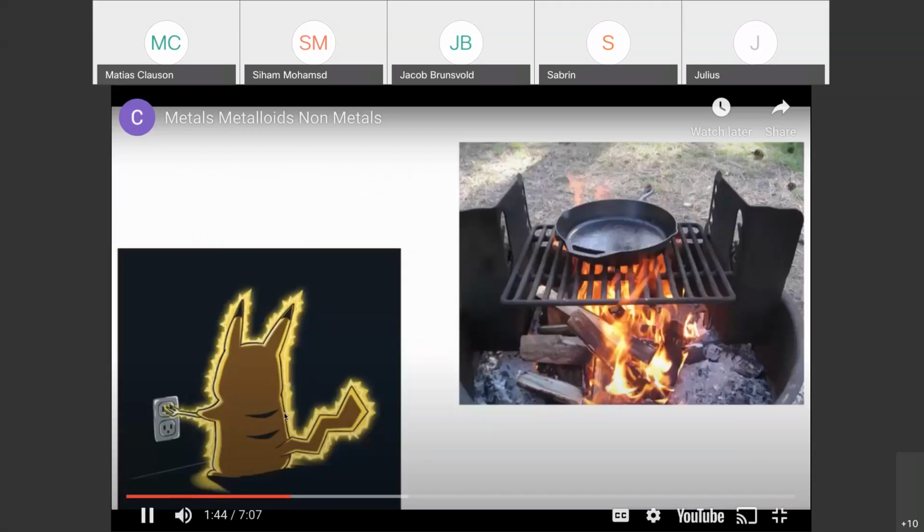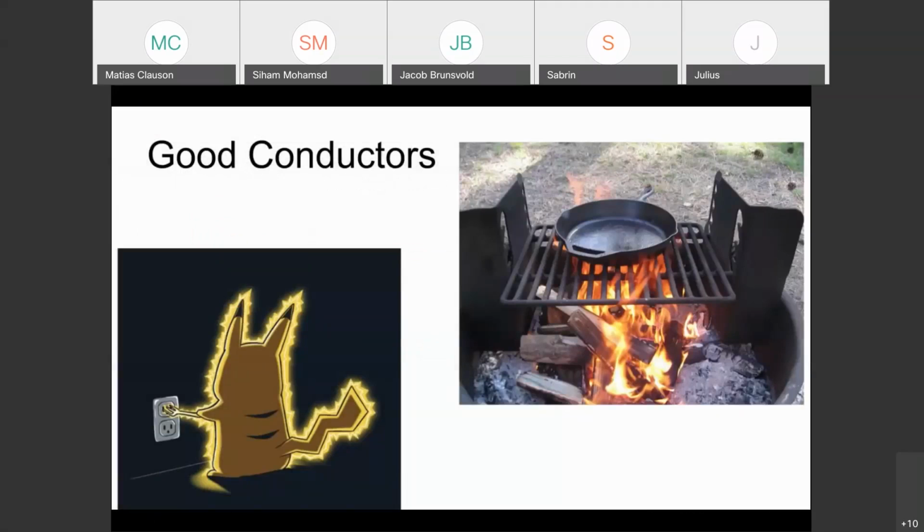Metals are also good conductors. And we can discuss how they're a good conductor in 2 different ways. They could be a good conductor of heat, like this frying pan here. The reason we use a frying pan is because we can heat it up with this fire and it transfers that heat very well to whatever we might be cooking. Or they could be a good conductor of electricity, right? And so we can see here that Pikachu is sticking a metal fork into an outlet, and he's going to get a good shock, even though he is Pikachu.